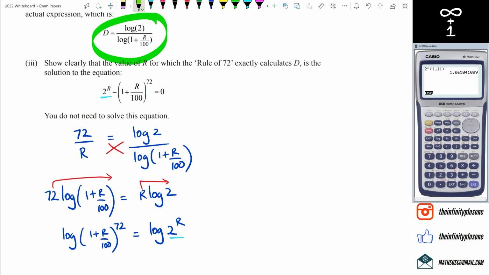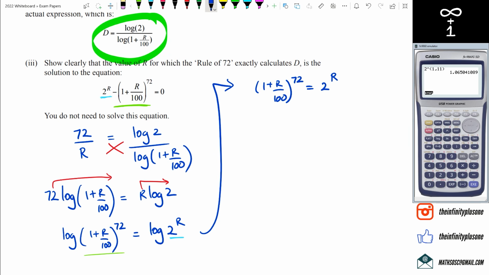And we've also got this ugly (1 + R/100)^72 over here. So in the next line, because they're doing both logs, we can just get rid of the logs. It's kind of like when you have square root of x equals square root of 4, we just write x equals 4. So that's what we're going to do here. Both of the logs are going to disappear, and we've got (1 + R/100)^72 equals 2^R.